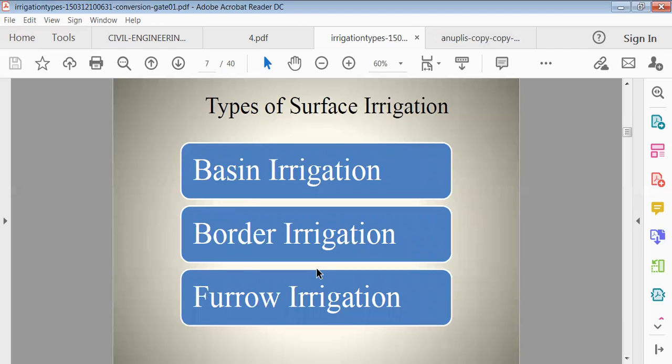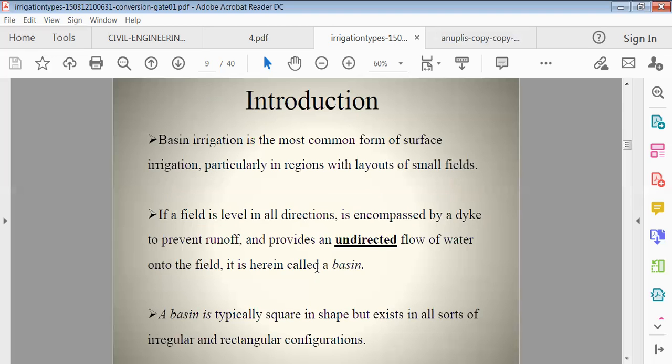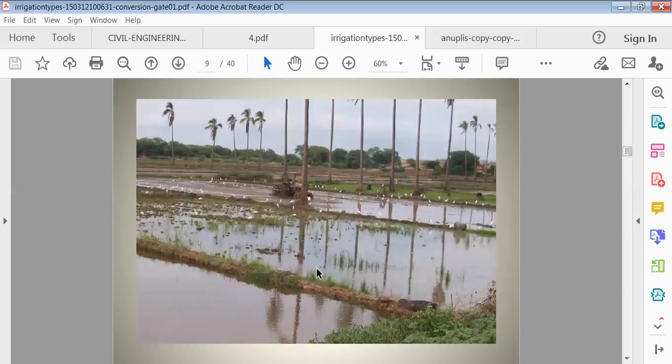Now surface irrigation is further subdivided into basin irrigation, border irrigation, and furrow irrigation. Again, it is there in the name itself, that is a basin. Basin irrigation is a form of irrigation wherein they have made small layouts in the fields itself, so that these layouts prevent the runoff, and whatever water is saved in the basin flows into the field. You can see here, this is the basin flow. They've made a basin here, and whatever water flows doesn't run off, it just gets settled here.